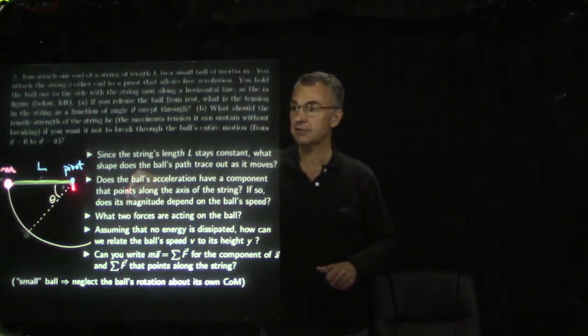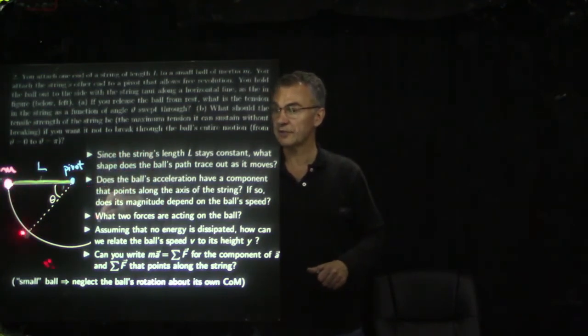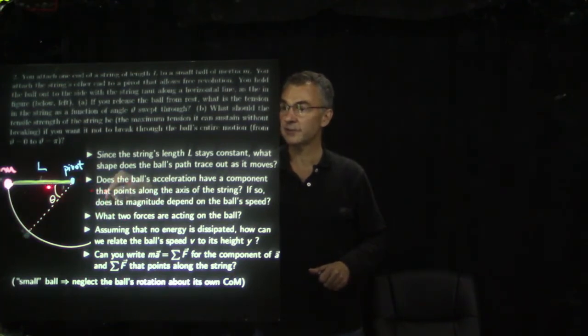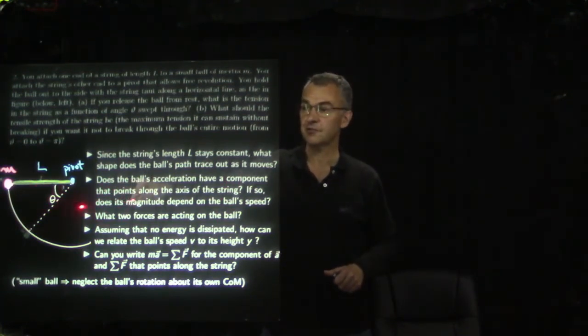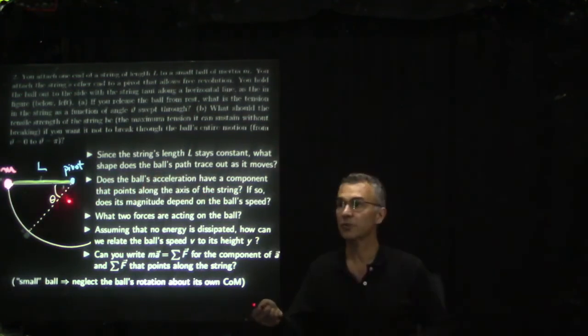So here's the pivot, and then it sweeps out this circular arc, and then we want to know what's happening as a function of this angle theta. So initially theta equals 0, and I guess if no energy is dissipated in any way, then theta should make it all the way up to pi before it turns around. And we want to ask, what's the tension in the string as a function of theta?